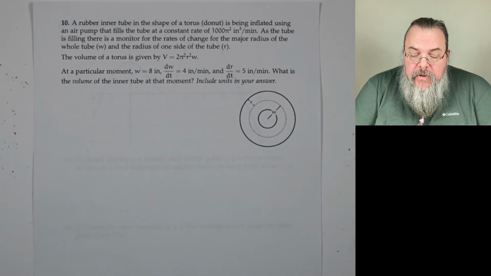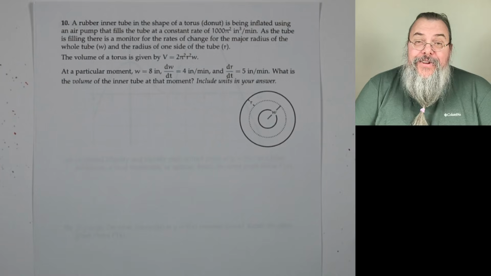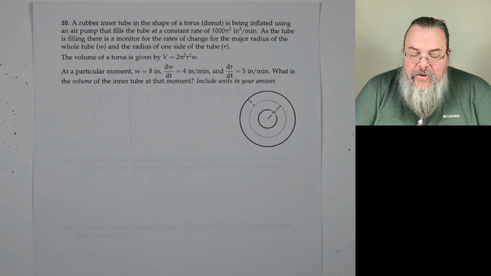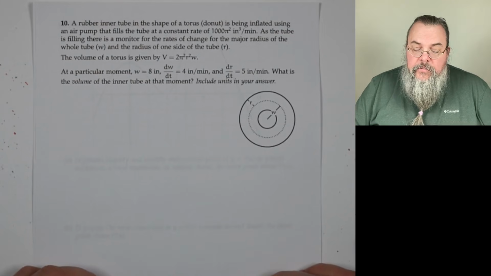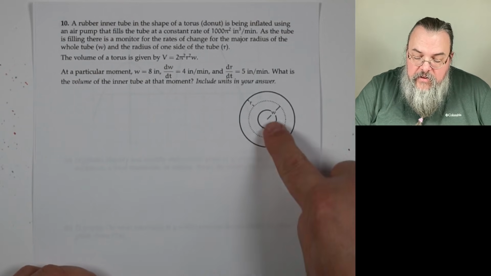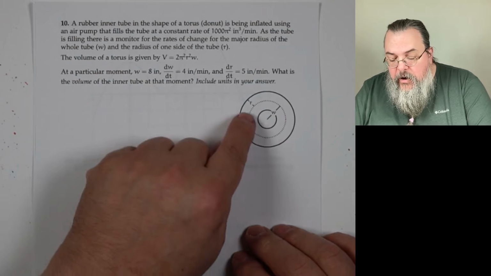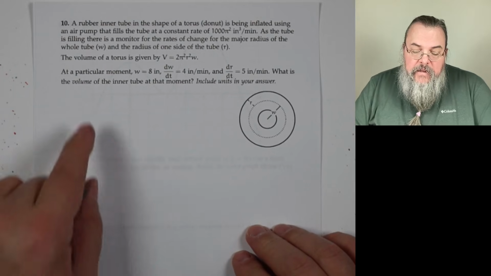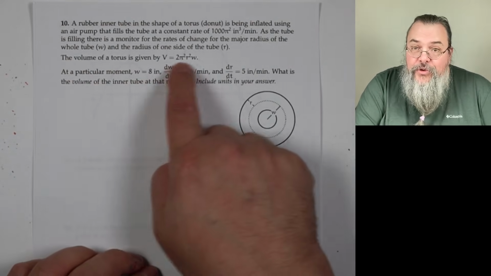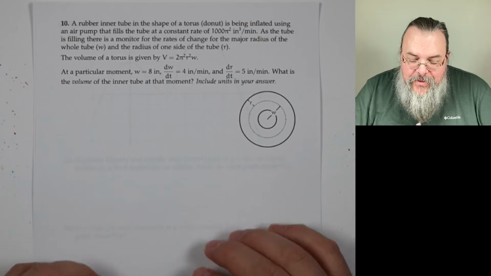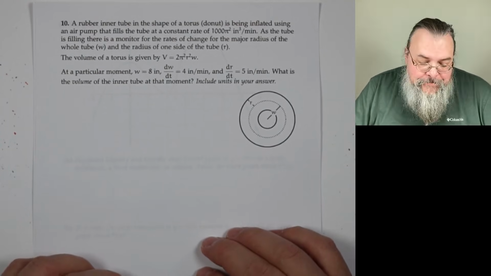A rubber inner tube in the shape of a torus, also known as a donut, is being inflated using an air pump that fills the tube at a constant rate of 1,000 pi squared inches cubed per minute. As the tube is filling, there is a monitor for the rates of change for the major radius of the whole tube, so that's this W, and the radius of one side of the tube, R, that's that value there. And the volume of a torus is given by V equals 2 pi squared R squared W. This is true. This is not just a random formula. This is actually how you compute the volume of a torus, or at least how you can.